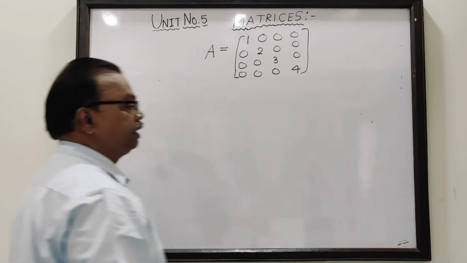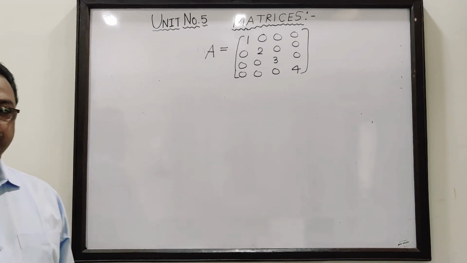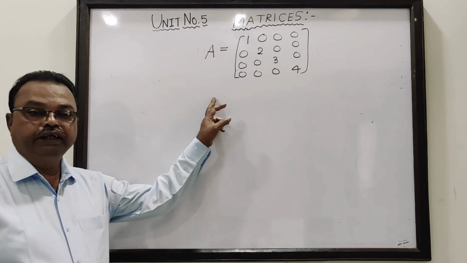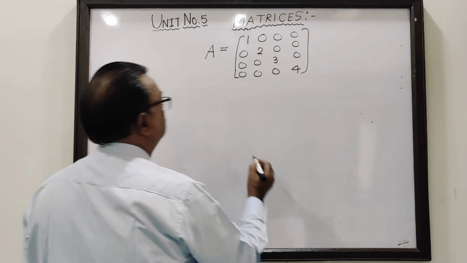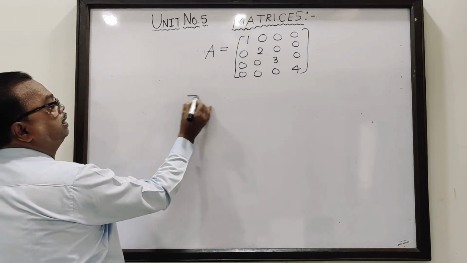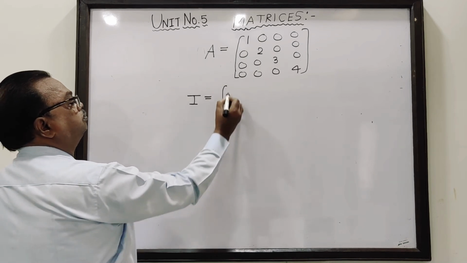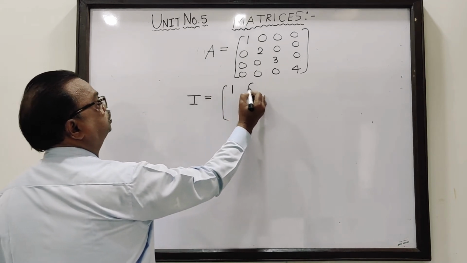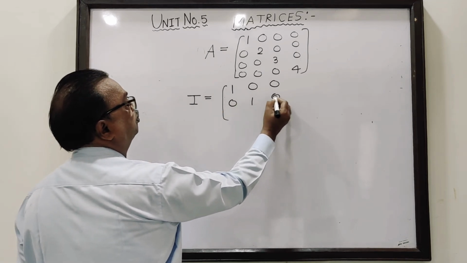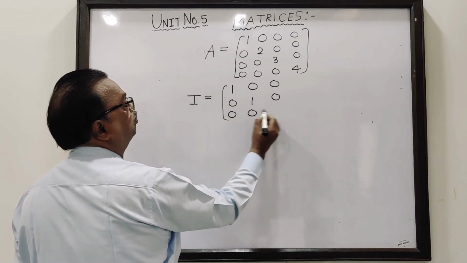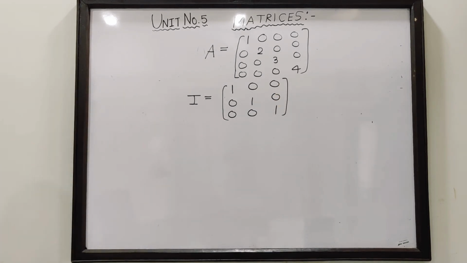Then, what is the unit matrix? A unit matrix is a diagonal matrix in which all the diagonal entries are 1. Symbolically it is denoted by capital I. For example, I equal to 1, 0, 0; 0, 1, 0; 0, 0, 1. So, this is the unit matrix of order 3 by 3.